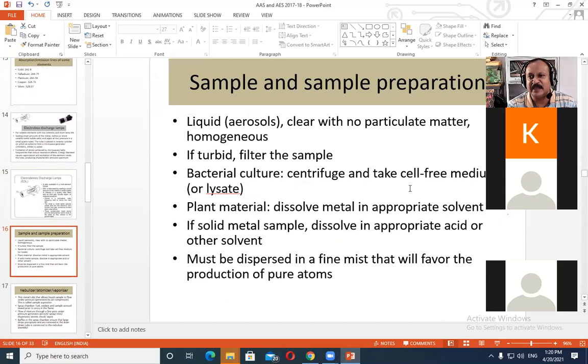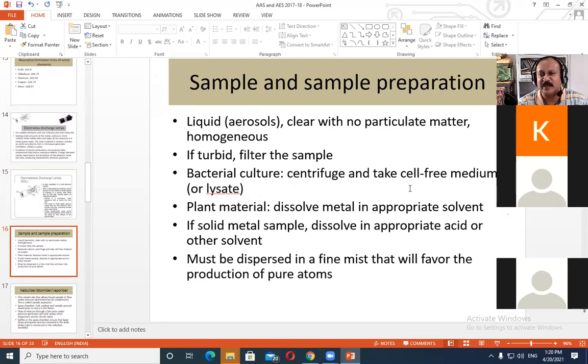And this is again a very, very important part of atomic absorption or atomic emission spectrophotometry, and that is how the sample should be prepared. As I told you earlier, we need only liquid samples. Only liquid samples can be analyzed. So for example, if you have metallic gold and you want to analyze how much is the content of copper in that gold, then you have to dissolve that gold sample in acid. So which acid is used for dissolving gold?